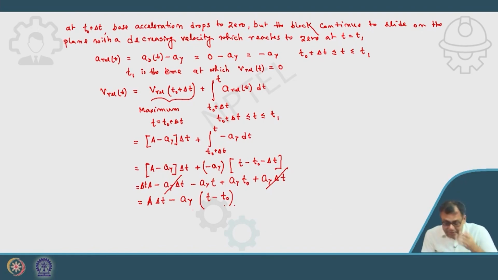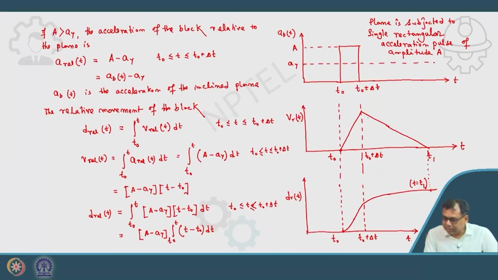Okay. So, this is the equation, and this equation is valid. You can see that this equation is mainly valid if I put t equal to T0 plus del t. If I put T0 plus del t, it will come back to that maximum velocity, a minus AY into del t, obviously. So, that means this equation is valid beyond this T0 plus del t condition, in this region where the base acceleration is 0.